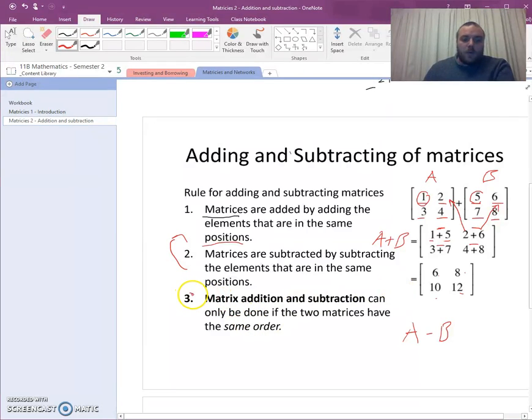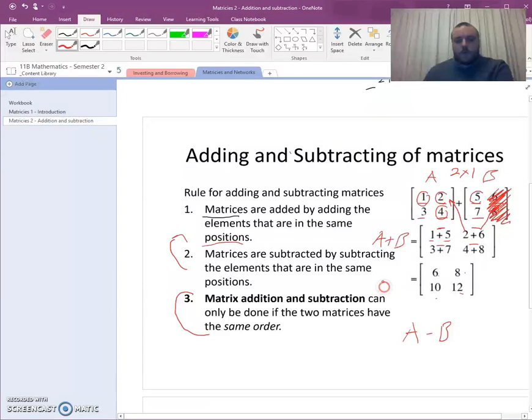All right, a really important thing to check before we get started. Matrix addition and subtraction can only be done if the 2 matrices have the same order. So if you imagine we got rid of this, and matrix B only had 2 rows and 1 column, so it was a 2 by 1 matrix, we can't add them together because there's nothing to add this element onto, or this element.